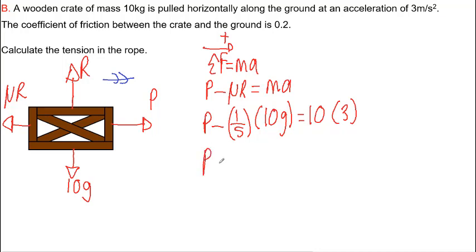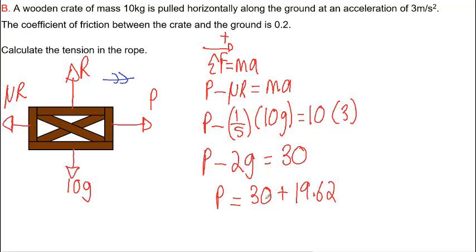Now, 10 divided by 5 is 2, so P minus 2g equals 30. Add 2g to both sides. You get P is equal to 30 plus 19.62. Add these together, that's 49.62. So P is equal to 49.62 newtons.